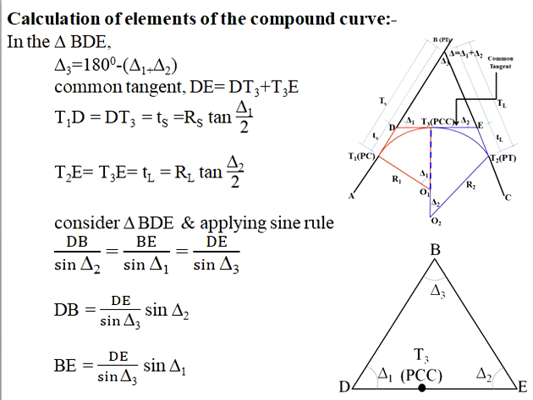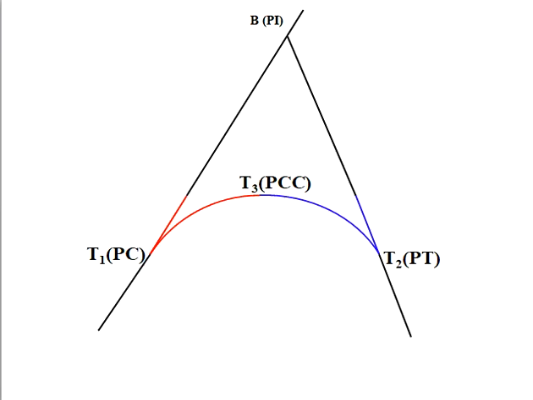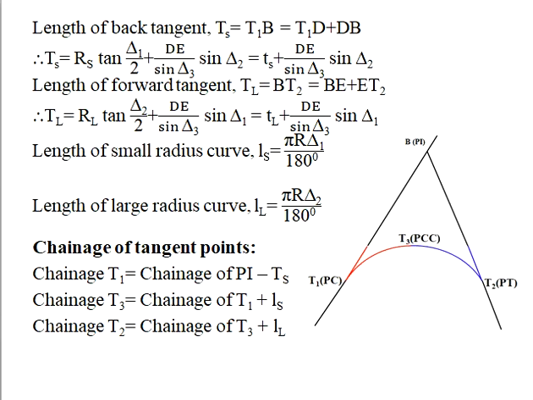by sine delta 3. In this, DE, which is called as common tangent, is known. Sine delta 3, calculated third angle. Sine delta 1, that is delta 1, it is also given. Delta 2 is given. So that now the unknowns DB and BE are to be calculated by equating first and third, and second to third. Now adding all the values, we get back and forward tangent length.